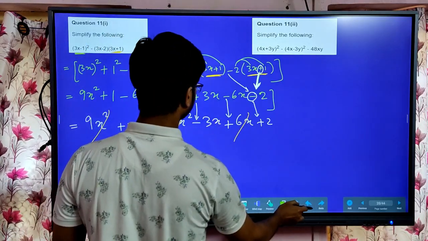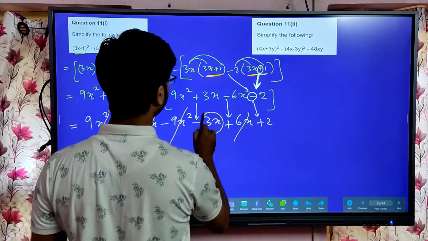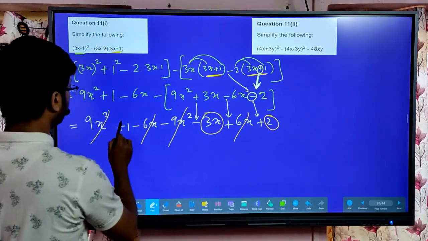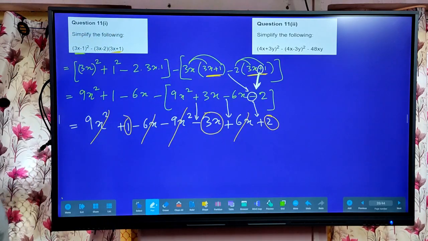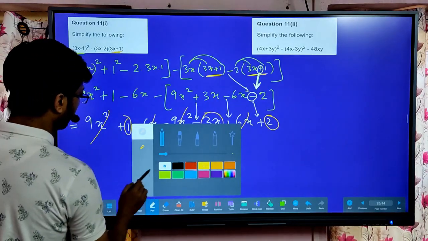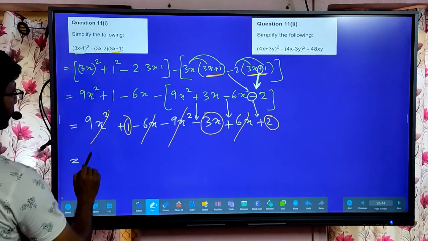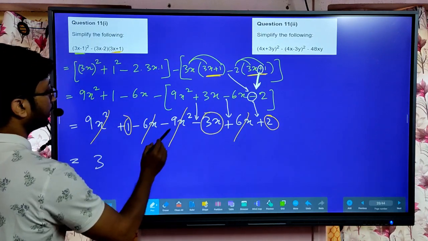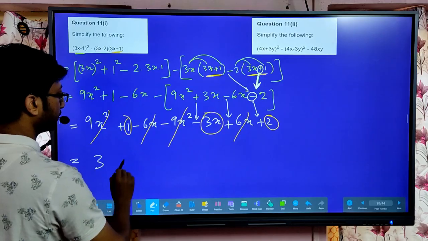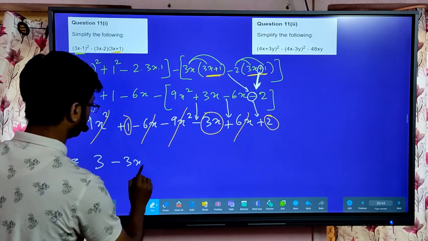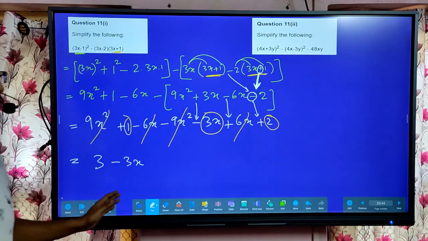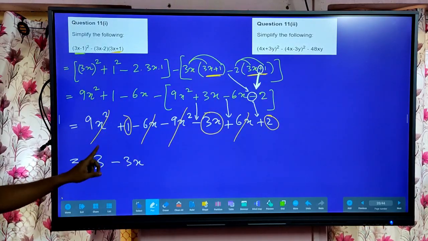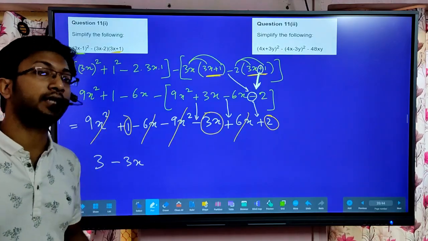Only minus 3x is remaining, and 2 is remaining, and 1 plus 1 is remaining. So we will write the full thing. It will be 2 plus 1 you combine, it will be 3, and then it will be minus 3x. You don't have to take 3 common because this chapter is expansion, not factorization. If this is factorization, you should have taken 3 common and written 3 into bracket 1 minus x.